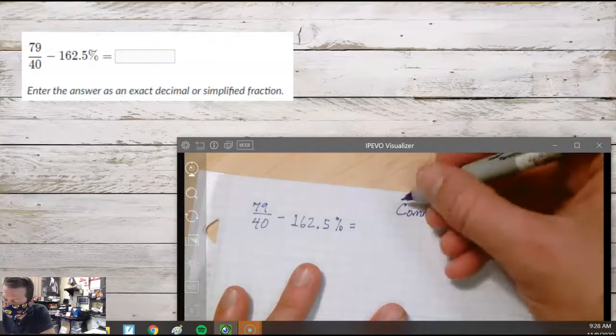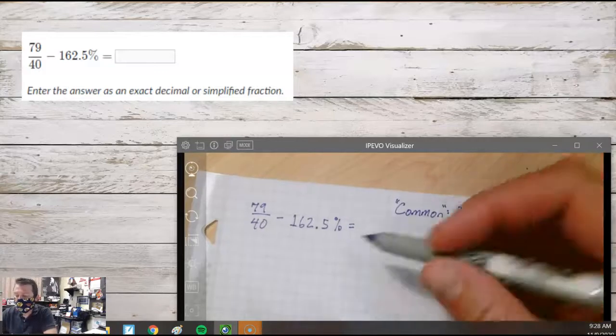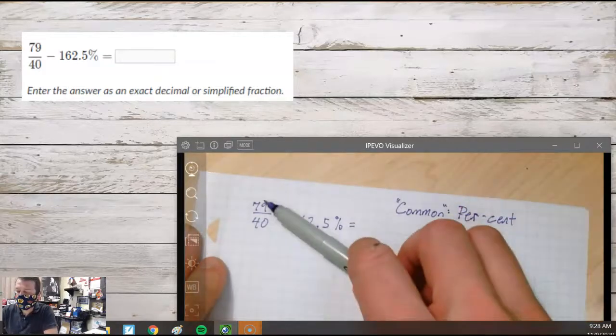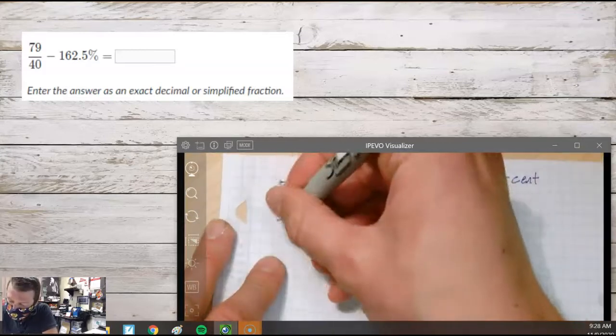Because what does percent mean again? Per 100, out of 100. So guys, the first thing I'm going to do is nothing with this fraction. Please drop that fraction down.